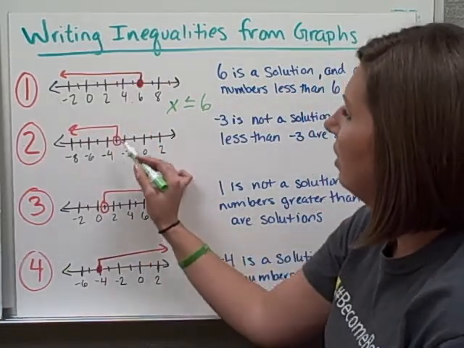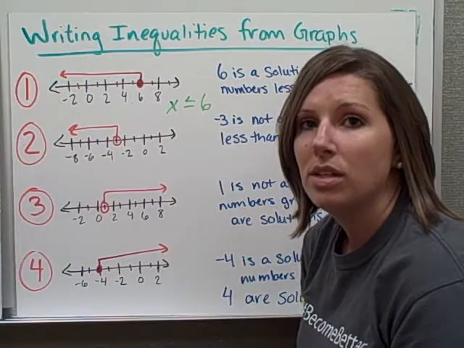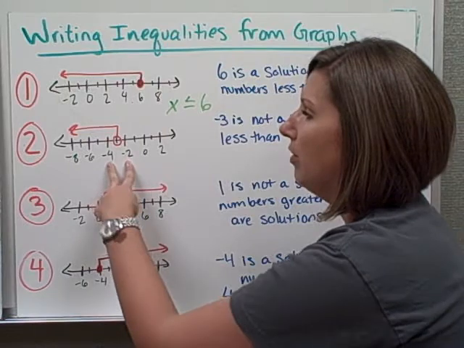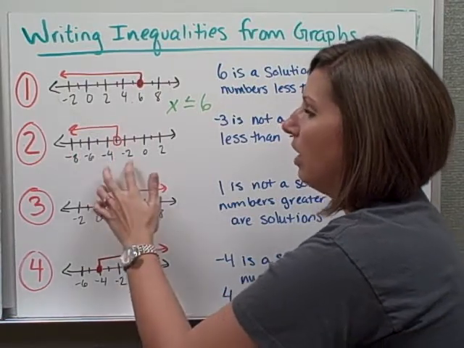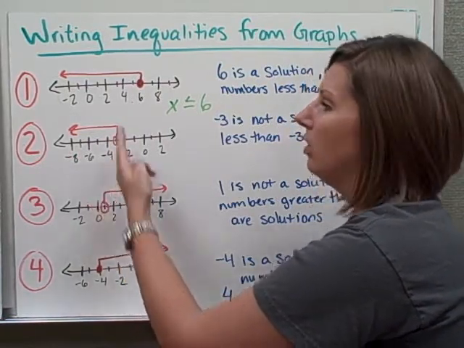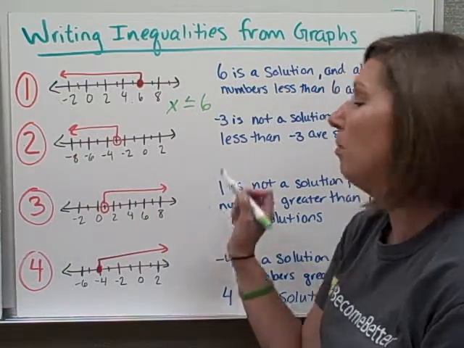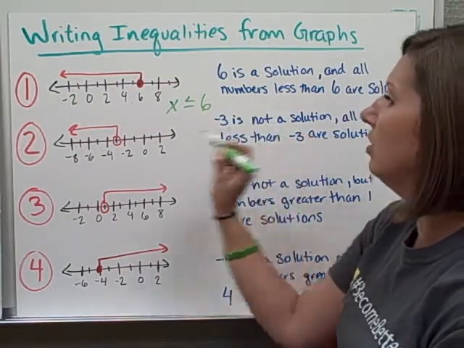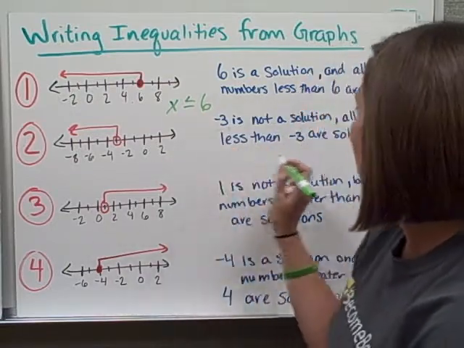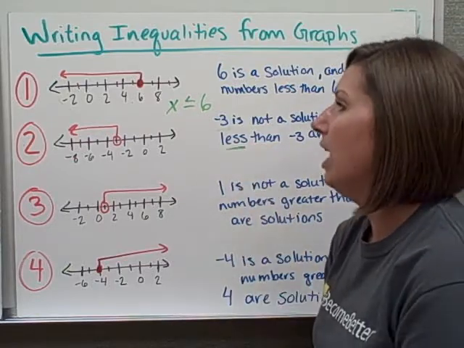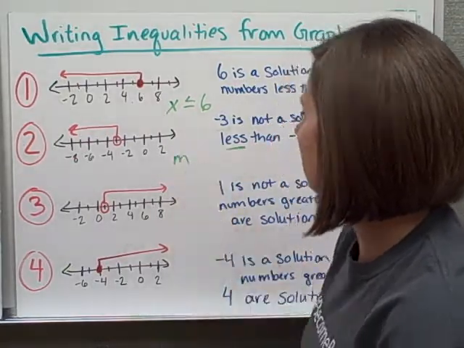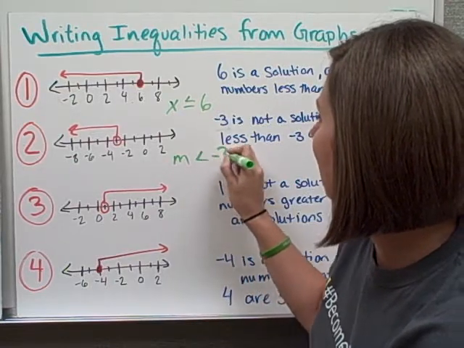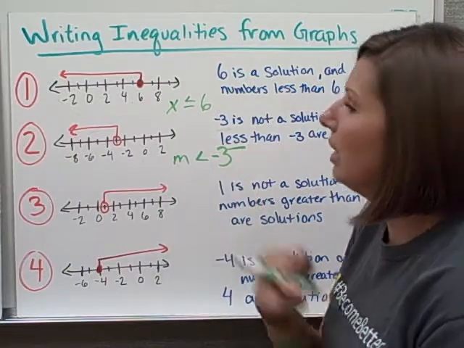What about my next one? Well, my graph is counting by 2's, so I need to figure out what number comes in between -2 and -4. -3 comes directly in between -2 and -4, so the number that I'm starting with is -3. -3 is not a solution because it's an open circle. And we're shading all the numbers less than -3. So I'm going to start, I'll do an M this time. M is going to be just less than -3. So there's no equal to portion in that one.